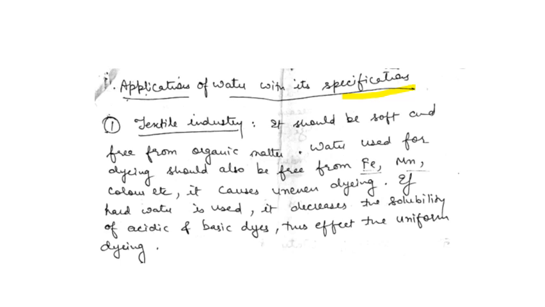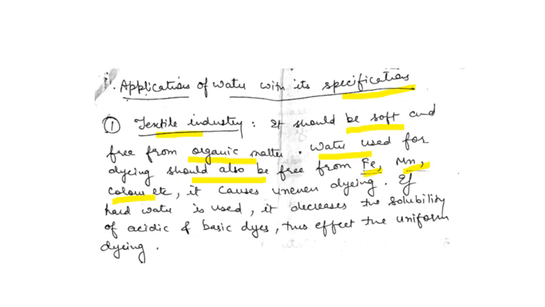For each one of the industrial applications, we have a different requirement. For example, the textile industry: which kind of water is used in the textile industry? It should be soft, meaning hardness should not be present. It should be free from organic matter impurities, the plant and animal remains. The water used for dyeing, because in the textile industry the water is mainly used for the dyeing purpose, color. So it should be free from iron, heavy metal, manganese, even some kind of color.